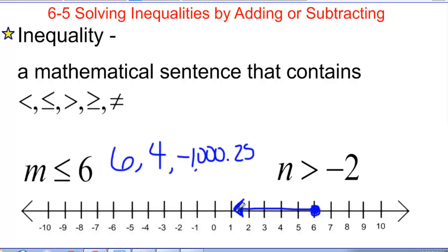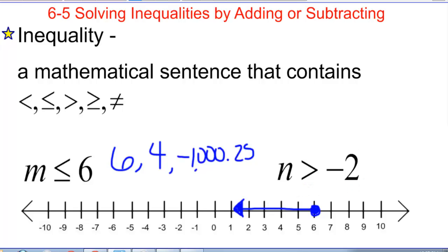And notice there is an arrow over here on my number line pointing to the left, but that's indicating that all numbers keep going on and on forever in that direction. This arrow here is indicating that my solution goes on and on forever in that direction. So we need both of those arrows to show what's going on.